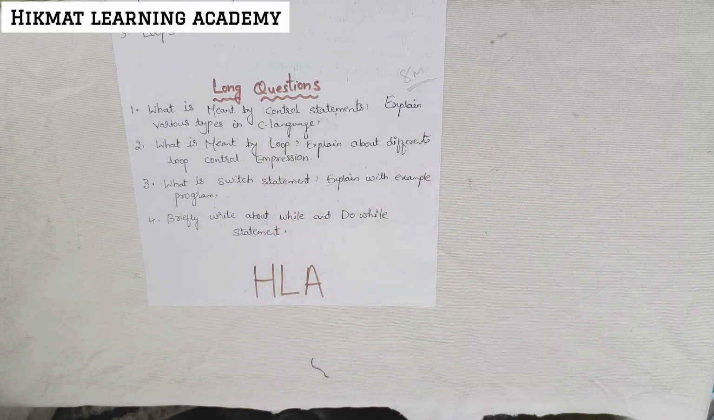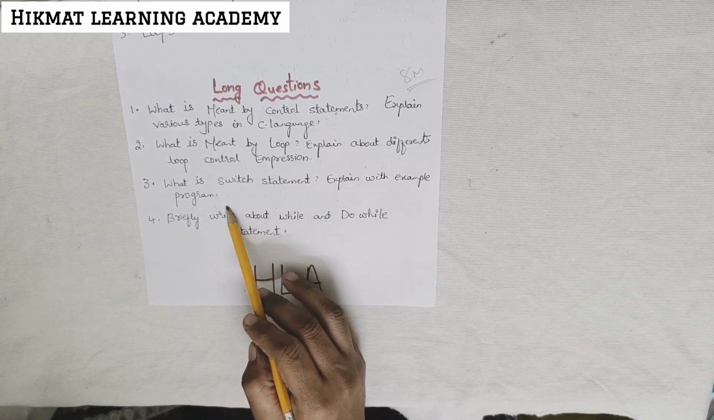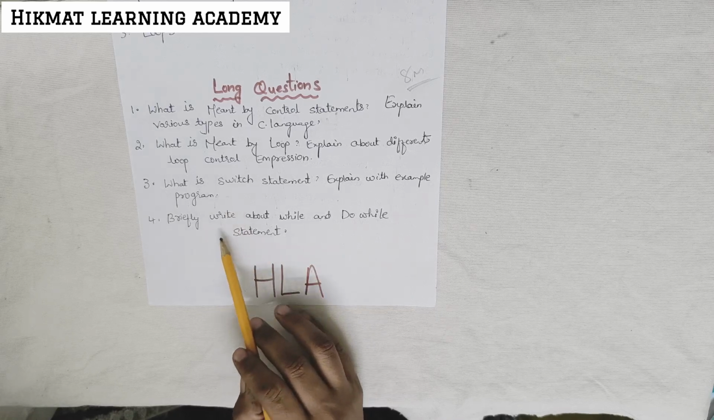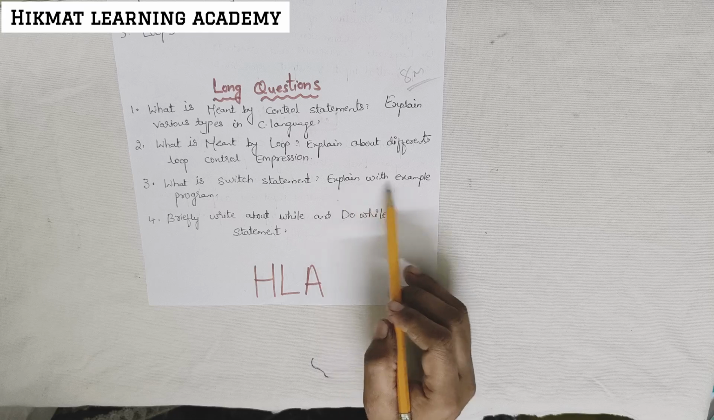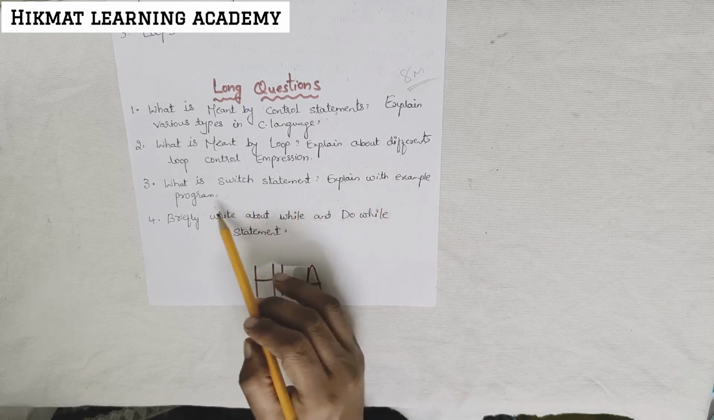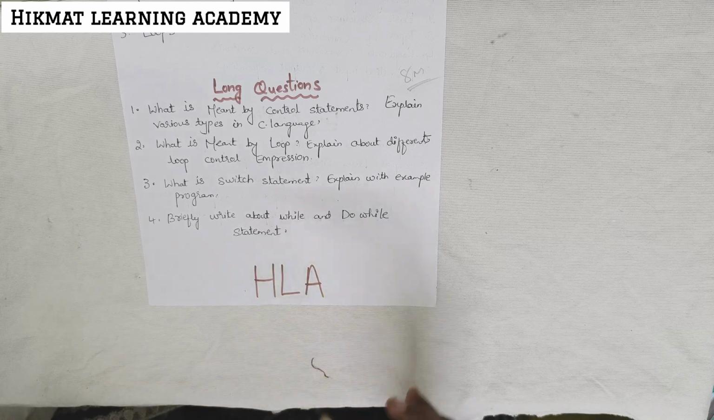So what is meant by loop, explain about different loop control statements. What is switch statement, explain with example program. Briefly write out while and do while statement. Whenever it says explain with example program, you have to write the program. Be careful while choosing the question from A or B.